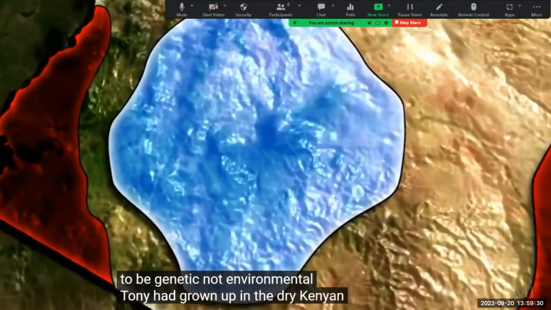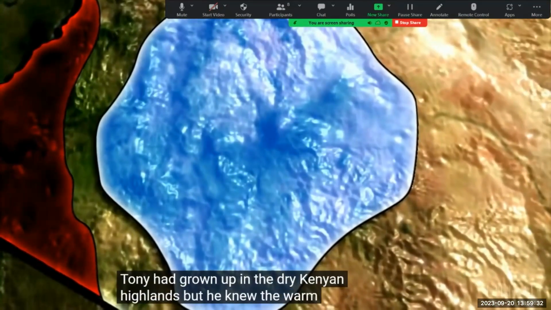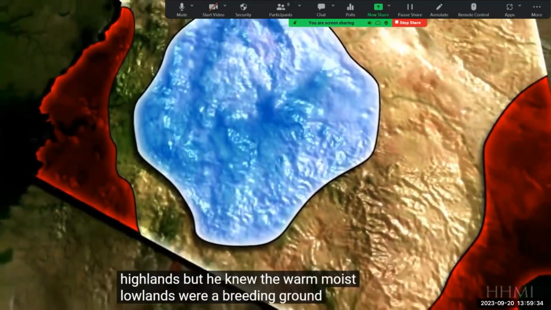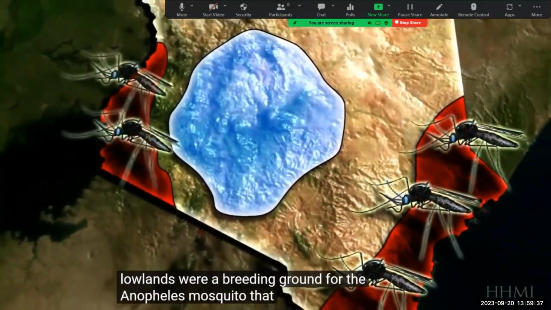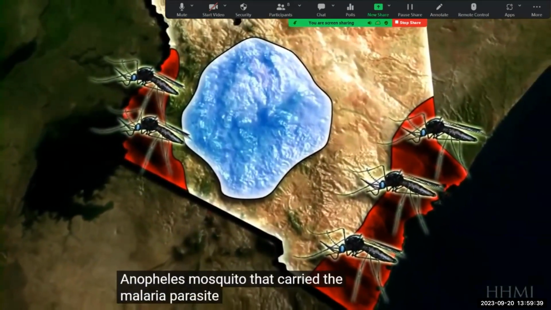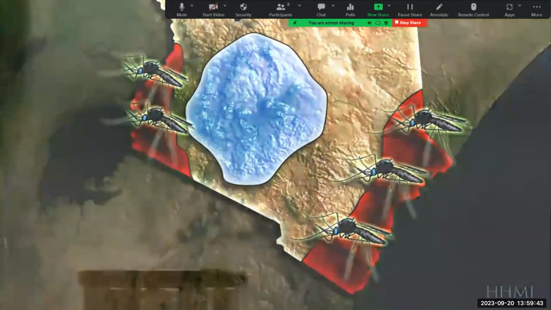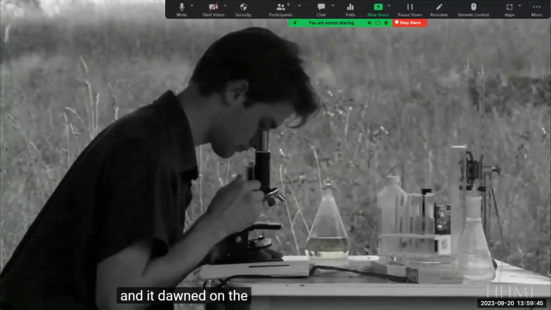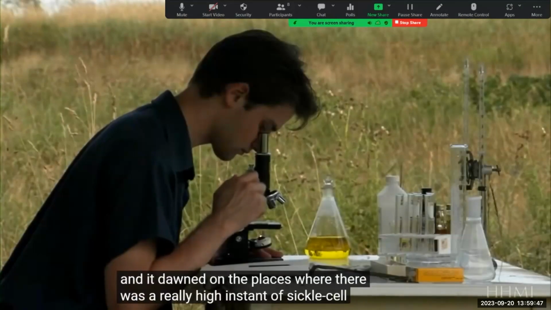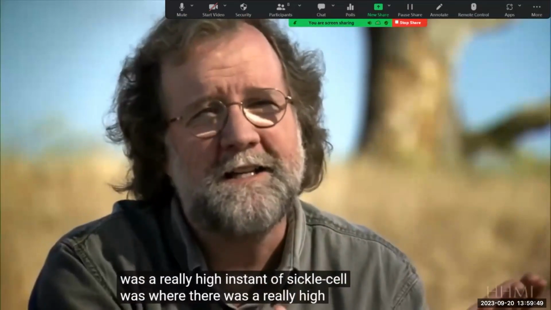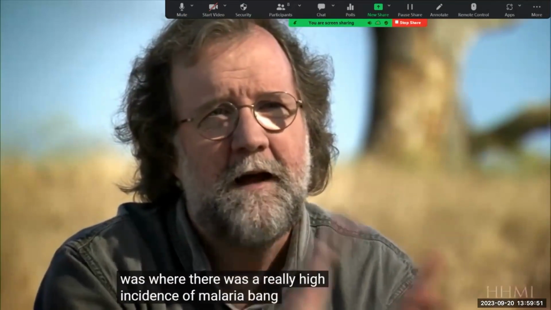Tony had grown up in the dry Kenyan highlands, but he knew the warm, moist lowlands were a breeding ground for the Anopheles mosquito that carried the malaria parasite, Plasmodium falciparum. And it dawned on him. The places where there was a really high incidence of sickle cell was where there was a really high incidence of malaria. Bang.